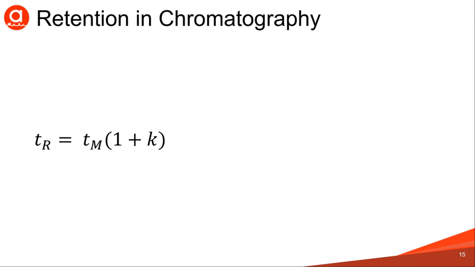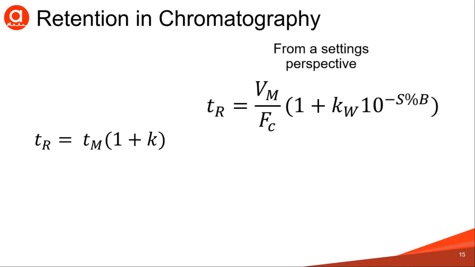Okay, let's dig into these changes in a little more detail to determine if we can figure out a pattern that might emerge. This is the fundamental retention time equation for chromatography. If we take parts of this and look at it from a settings perspective, we can get this rather messy looking equation. It's more complicated than we really care to deal with, but there are only a couple parts of this that we really care about.